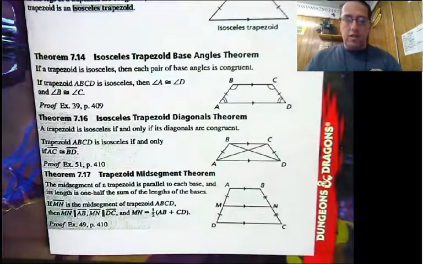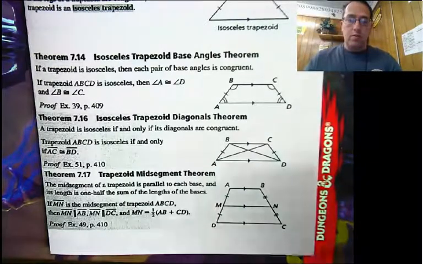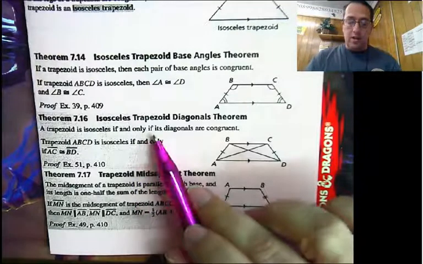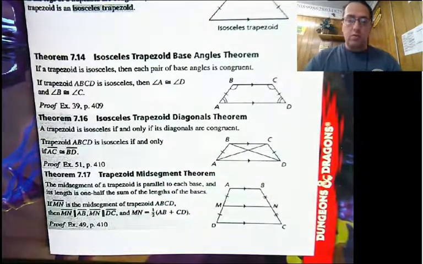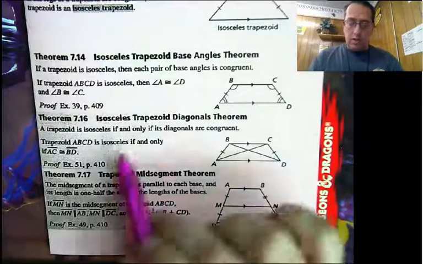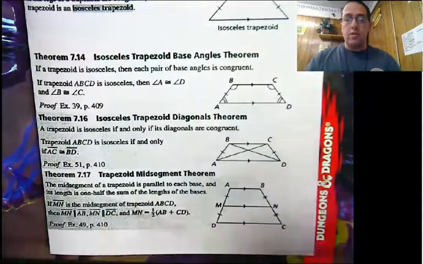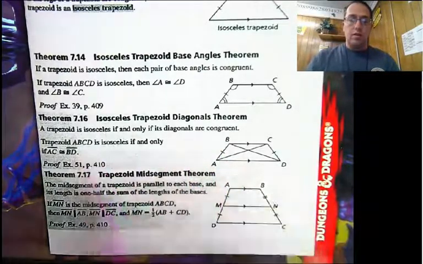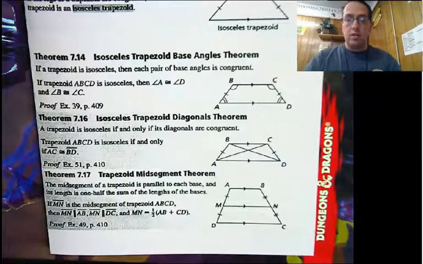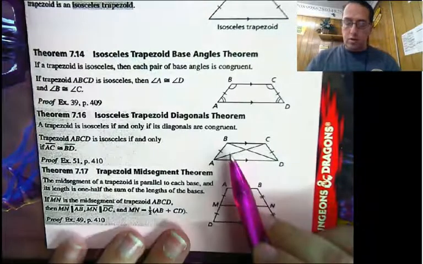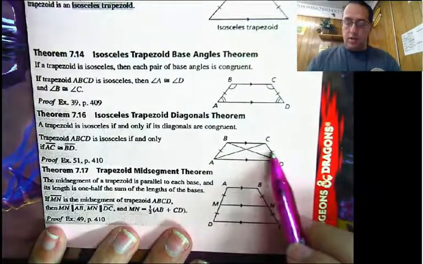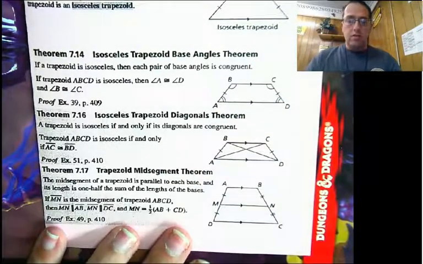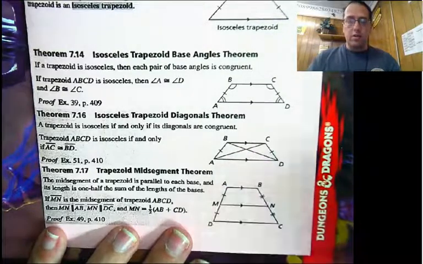Next, we have the isosceles trapezoid diagonals theorem. What this says is that a trapezoid is isosceles if and only if its diagonals are congruent. When it says if and only if, remember this is biconditional, that means it works both ways. That means if the diagonals are congruent, then the trapezoid will be isosceles. So isosceles trapezoids, not only do they have base angles congruent, they also have diagonals that are congruent.